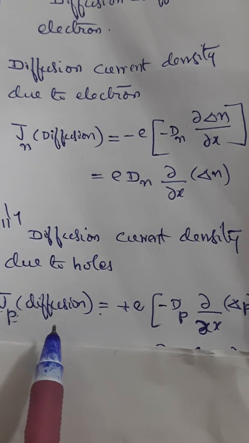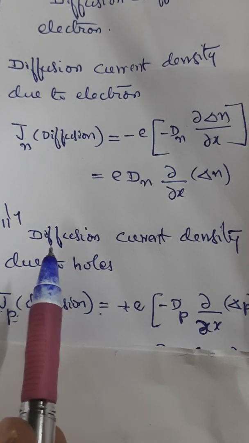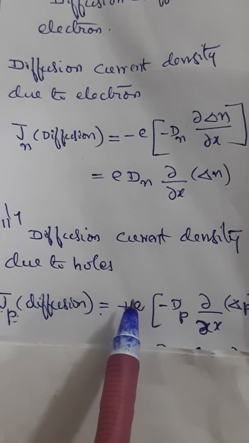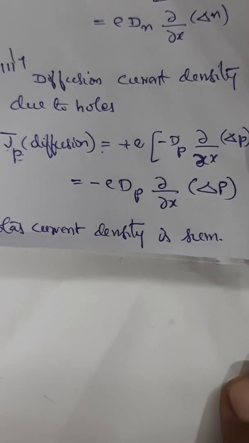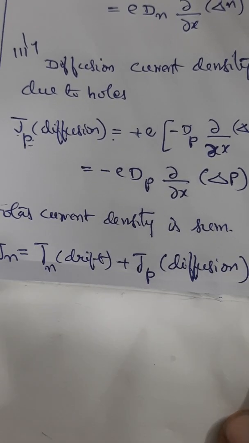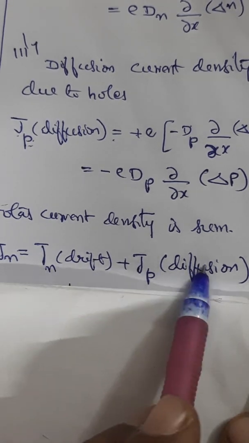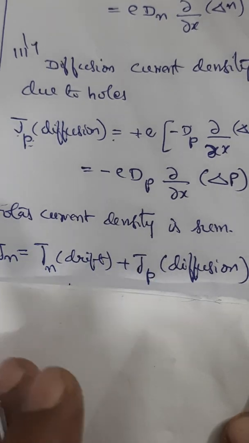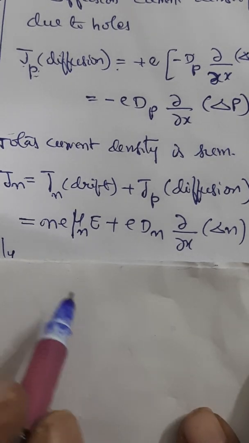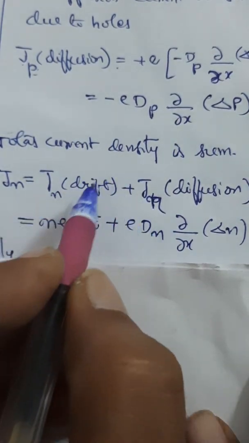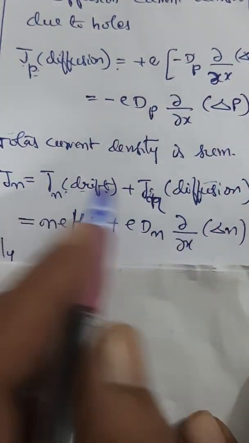Now I want to find the total current density due to electrons, which is the sum of current density due to drift as well as diffusion. So based on drift and diffusion, if I want to compute the total current density, it is like this. Total current density due to electrons is drift of electrons plus diffusion of electrons. Both I have to combine, and when I combine them you get this. This is Jn: Jn drift plus Jn diffusion. Similarly, Jp drift plus Jp diffusion. That's how we have to sum this.